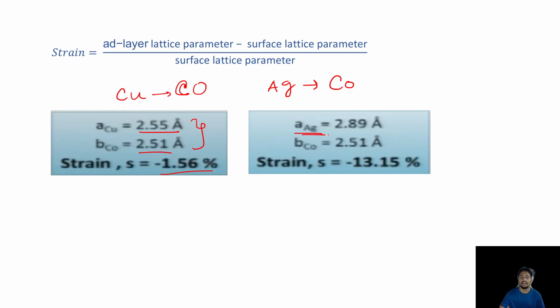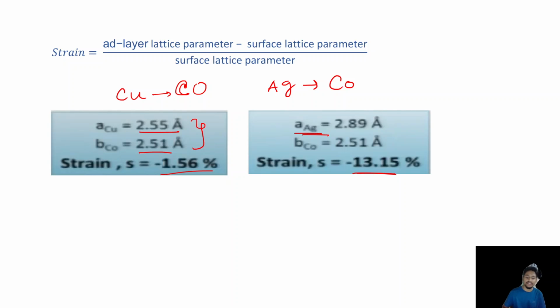In case of silver, the strain is very high. That strain is going to determine the growth, whether it is Van der Merwe or Stranski-Krastanov. So how much the strain will be, if the parameters are there, you can easily calculate using this formula, and I will suggest you go through these kinds of calculations.